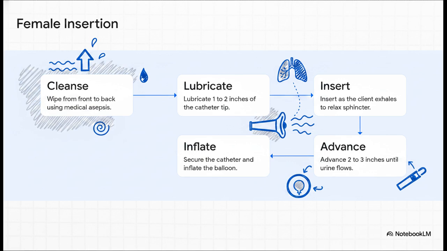And here is a fantastic physiological trick. Ask the client to take a slow, deep breath and gently insert the catheter precisely as they exhale. Why? Because exhaling naturally relaxes that urethral sphincter, making the whole insertion significantly smoother and way more comfortable for them. Once you finally see that urine flow, just advance another couple of inches to ensure you're fully seated in the bladder, and then you can safely inflate the balloon.